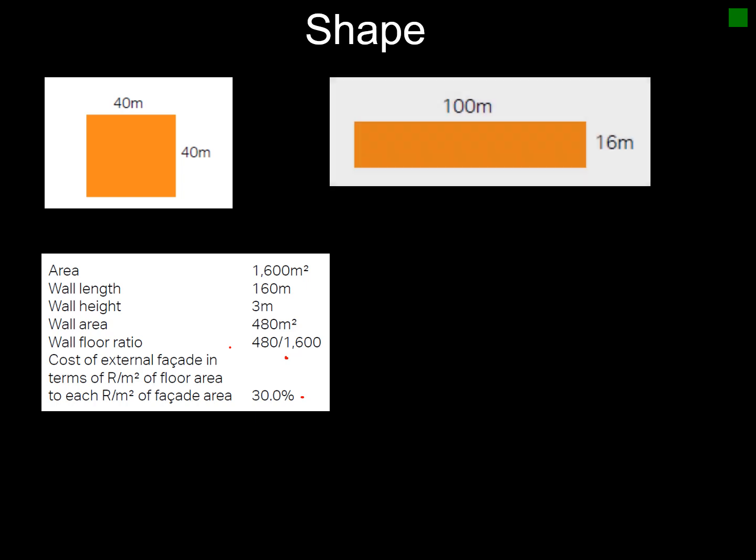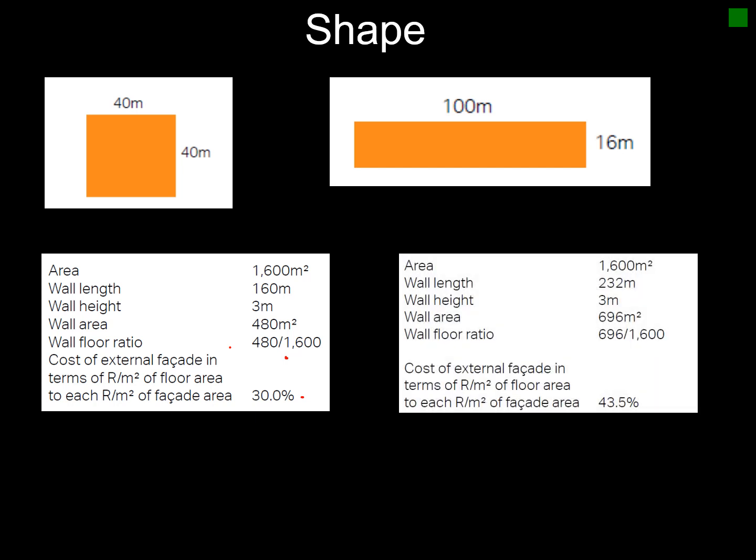Looking at the second scenario, you've got your 100 by 16 meters, which is the same area if you calculate it. Your wall length is now 232 meters. Your height still stays the same, and then your wall area now goes up to 696 squares. If you divide that by your floor area, you get the cost ratio of 43.5%. So you can see the ratio is higher.